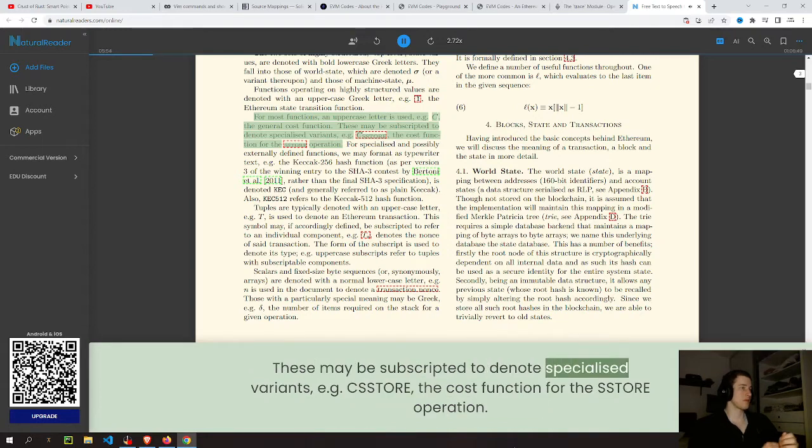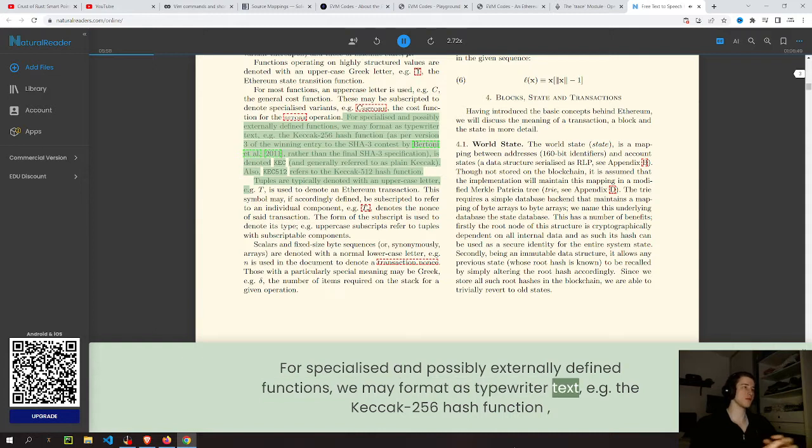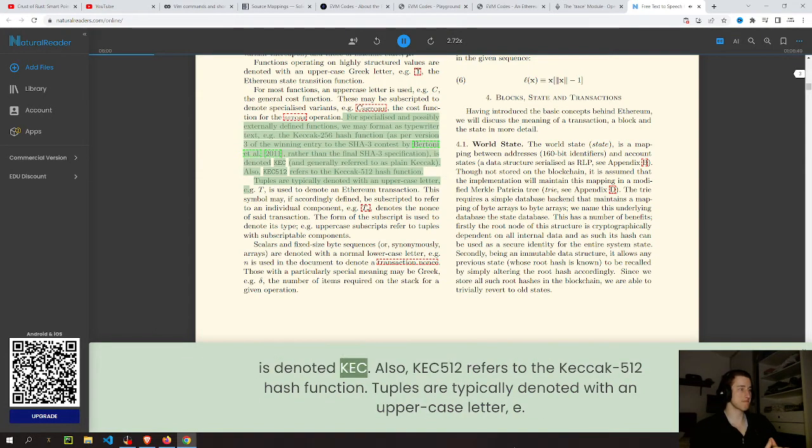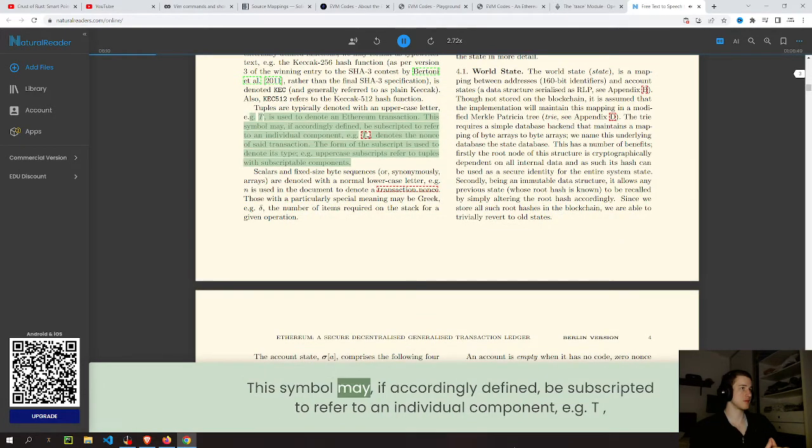These may be subscripted to denote specialized variants, for example, C_SSTORE, the cost function for the SSTORE operation. For specialized and possibly externally defined functions, we may format as typewriter text. For example, the Keccak-256 hash function is denoted KEC. Also, KEC512 refers to the Keccak-512 hash function. Tuples are typically denoted with an uppercase letter, for example, T is used to denote an Ethereum transaction. This symbol may, if accordingly defined, be subscripted to refer to an individual component, for example, T_n denotes the nonce of said transaction.